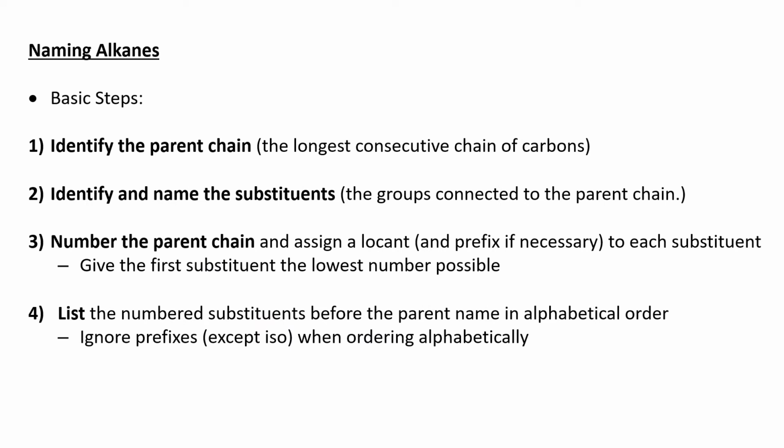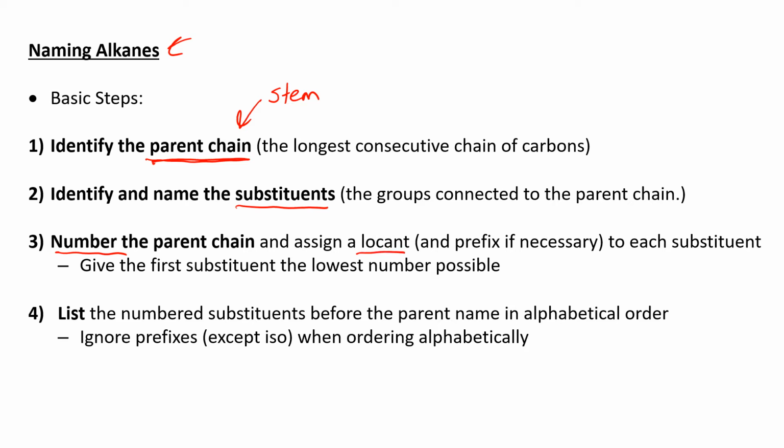All right, so in order to name an alkane, the simplest of the organic molecules, the basic steps are listed. We have to name that parent chain. That's the parent stem that I mentioned on the previous slide. We're going to identify and name substituents. Those are your branching groups. We're going to number the parent chain, and we're going to call those numbers locants.